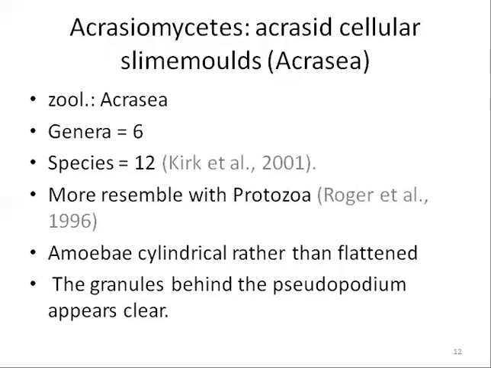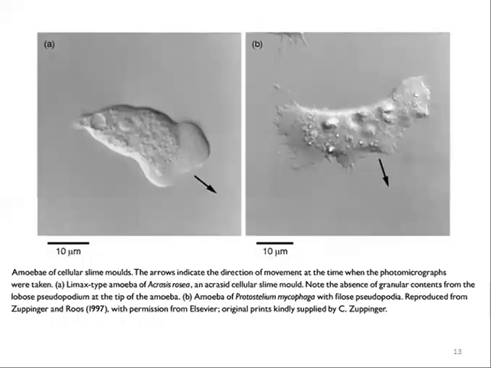The amoebae of this group are cylindrical rather than flattened, and the granules behind the pseudopodium appear clear. You can see in this picture here, these are the cellular slime molds. The arrow shows the direction of the movement of these slime molds. They represent the amoeba-like cells, or called the amoebae. A represents the Limax type amoeba in acrasid slime molds. You can see the absence of granules in the lobose pseudopodia.